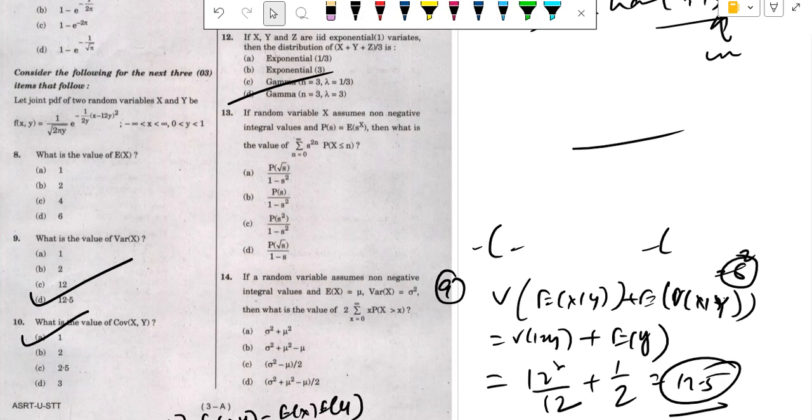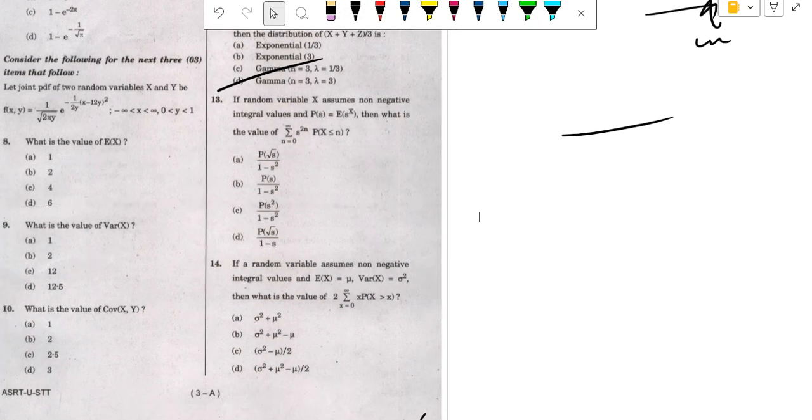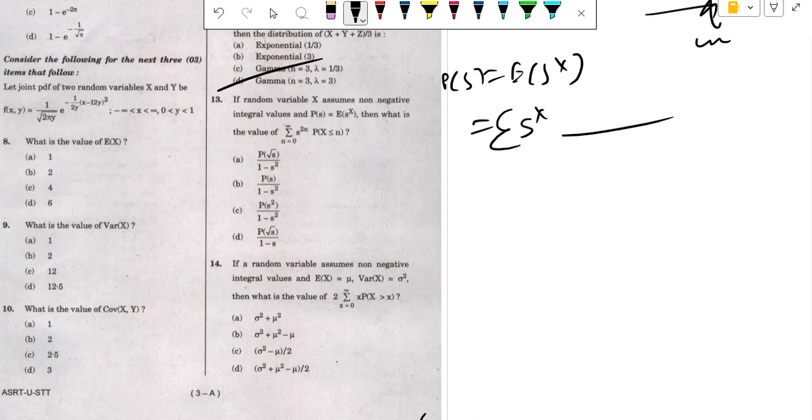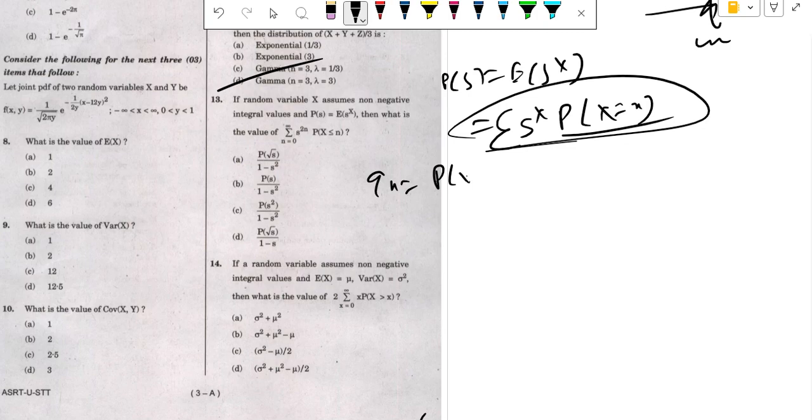Next, question number 13. Random variable X assumes non-negative integral values, so find the value of this expression. So P of s is E of s to the power X, the probability generating function, so that is the sum of s^x P of X equal to x. Now let Qn equal the probability of X less than or equal to n, that is P0, P1, up to Pn. So here we can do a little bit of calculation also.